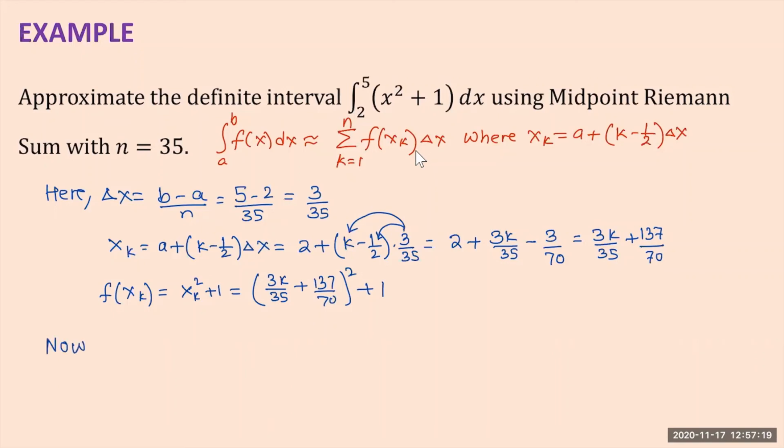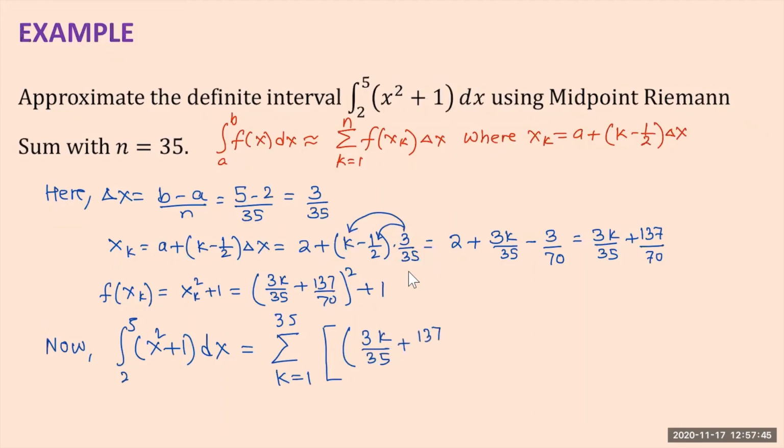Now, in order to approximate the definite integral, we are going to plug into this formula. The definite integral from 2 through 5 of x squared plus 1 dx will be equal to the summation k equals 1 through n, which is 35, of f of xk, which is 3k over 35 plus 137 over 70 squared plus 1, and then we multiply by delta x, which is 3 over 35. We use our calculator to get this result.